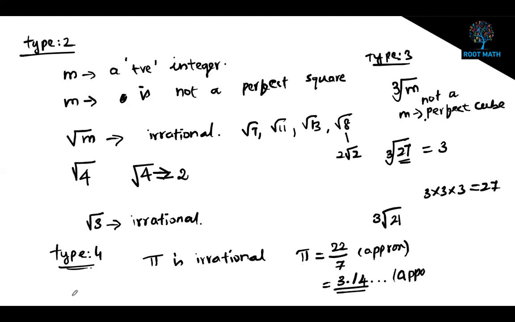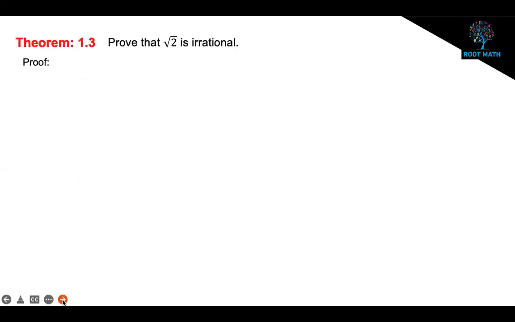I hope you understand the differences between rational and irrational. Now we are moving to the example questions. In the first example question, it is given: prove that root 2 is irrational. Actually, it is given as a theorem, but it's the same type of example question. How to prove root 2 is irrational? The method we are using is known as the contradiction method. Contradiction method means we know the fact that root 2 is irrational, but we are going to assume in the wrong way, that root 2 is rational.